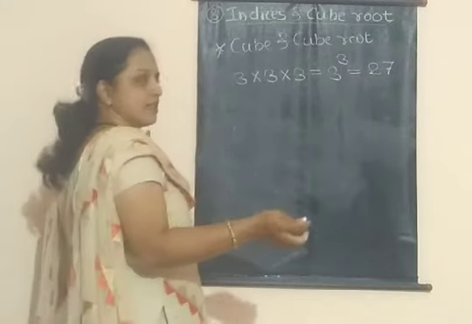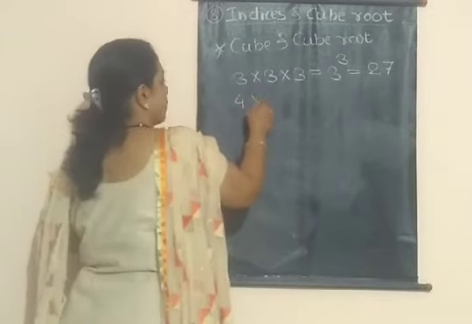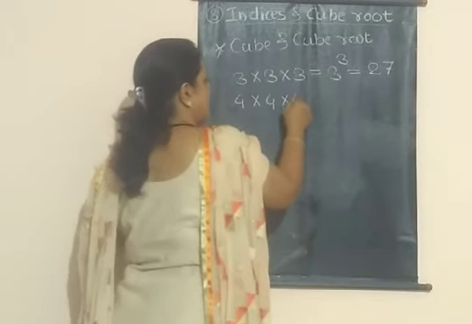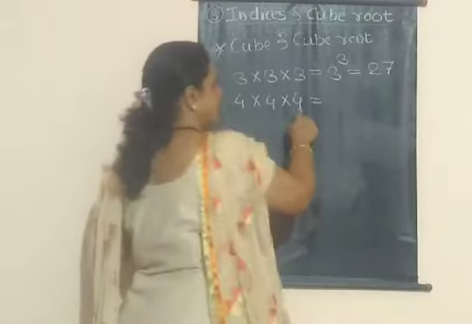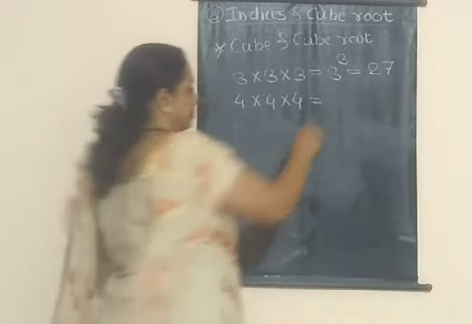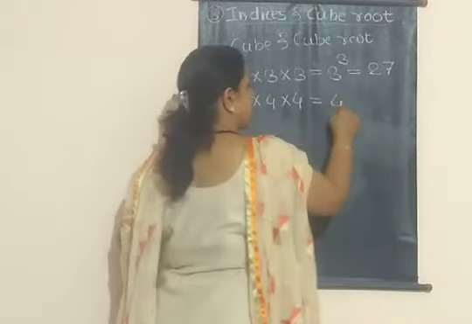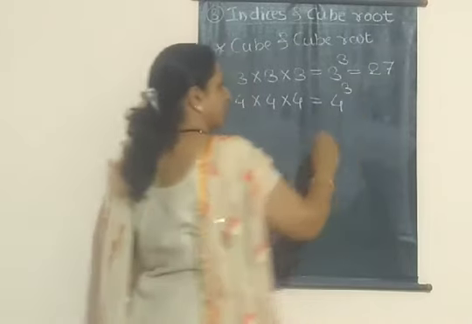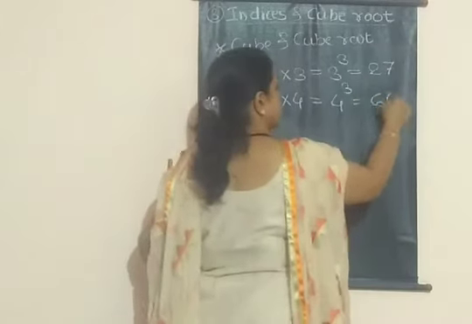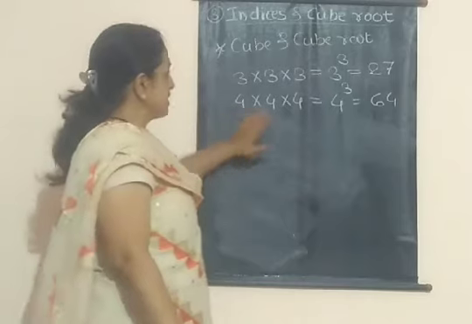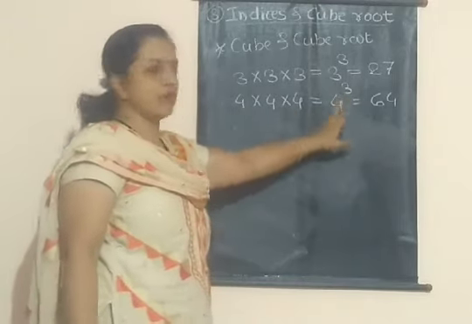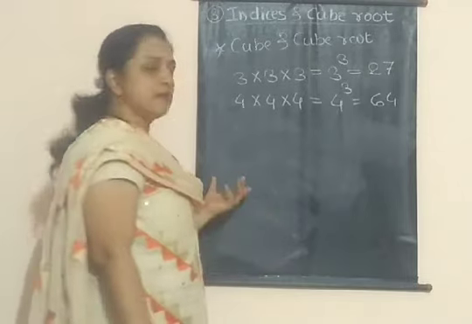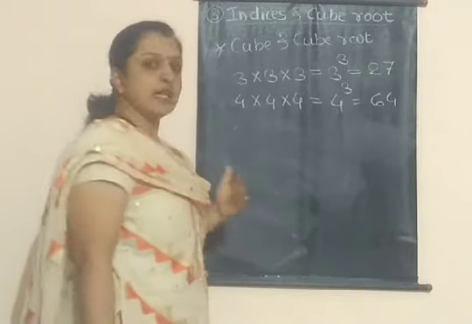Okay. See another example. Suppose 4 multiplied by 4 multiplied by 4. 4 4s are 16. 16 4s are 64. So you can write it like this: cube of 4 is equal to 64. It means if a number is multiplied by itself 3 times, that is called the cube of that number. Simple.